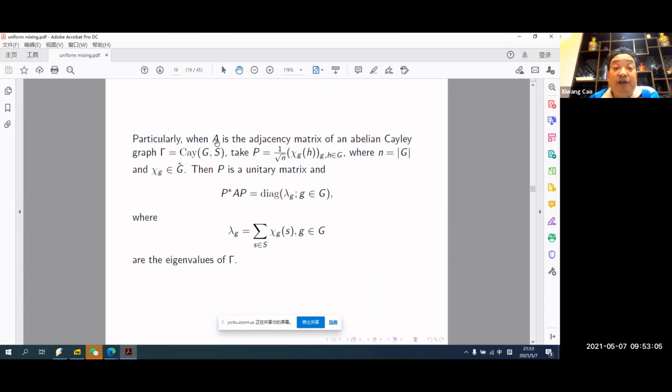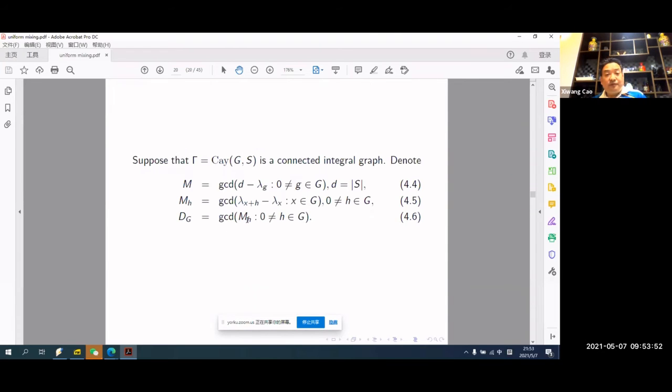Particularly, when A is the adjacency matrix of a Cayley graph of an abelian group, then we can take P as this matrix. If we don't remove this factor, then this matrix is just the character table of G. Then we know that P star A P is a diagonal matrix, whose diagonal entries are the eigenvalues of gamma. This can be verified directly.